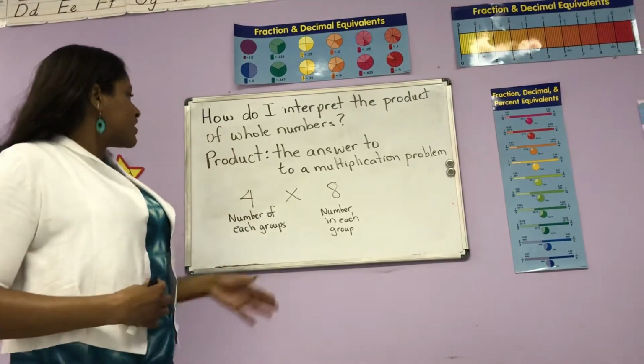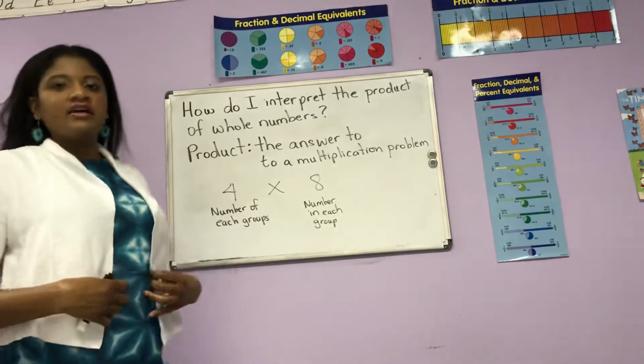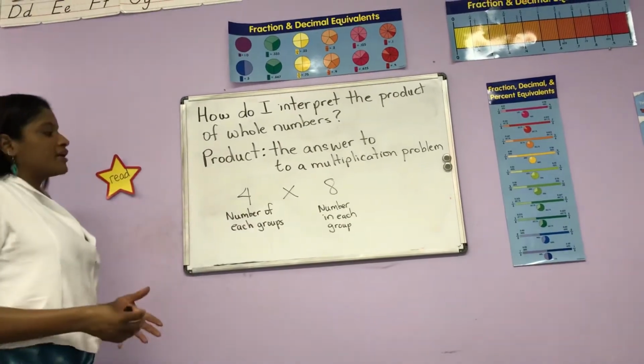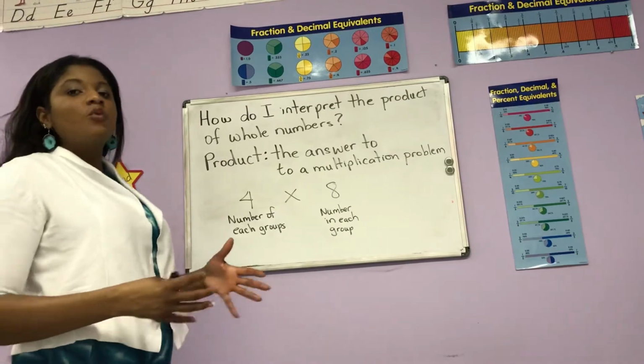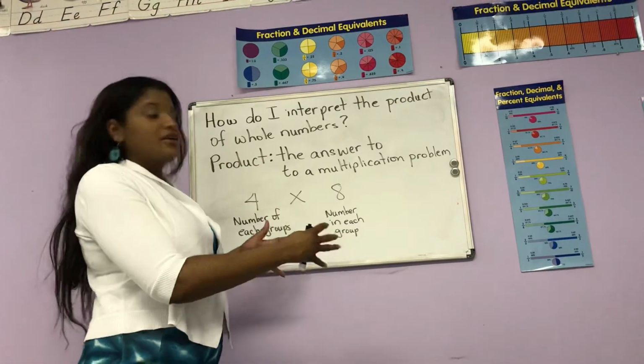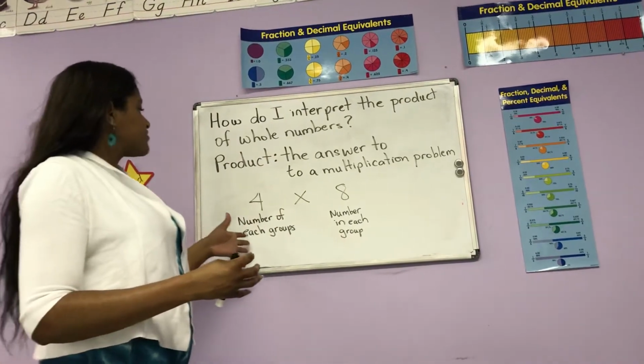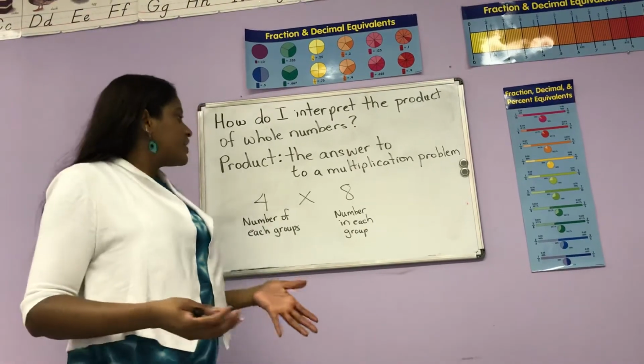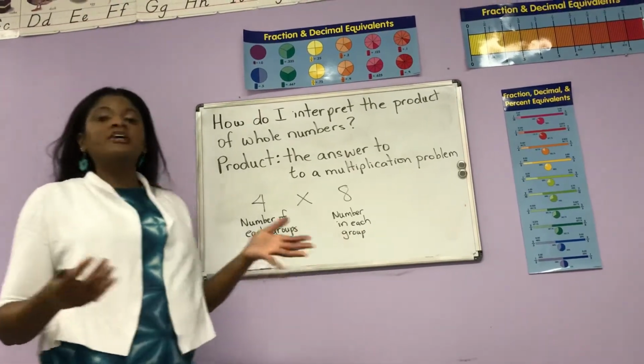So if we're given a multiplication problem such as 4 times 8 and we want to find the product, we need to realize what the factors of the multiplication mean. So the first number represents a number of groups, and the second number represents a number in each group.